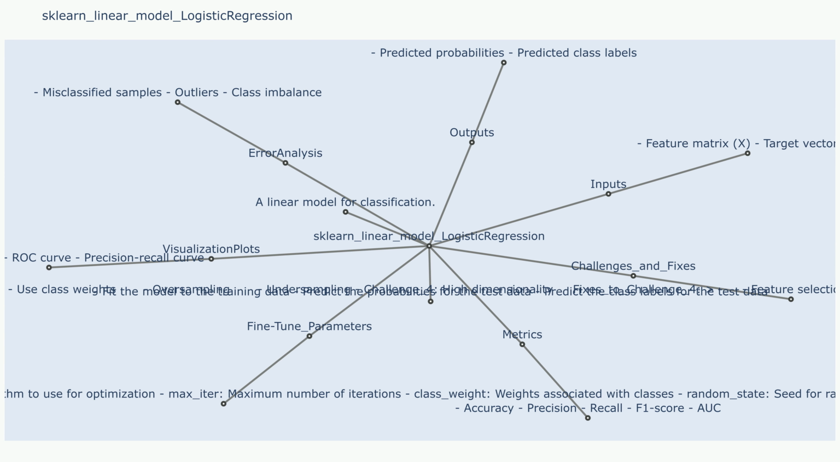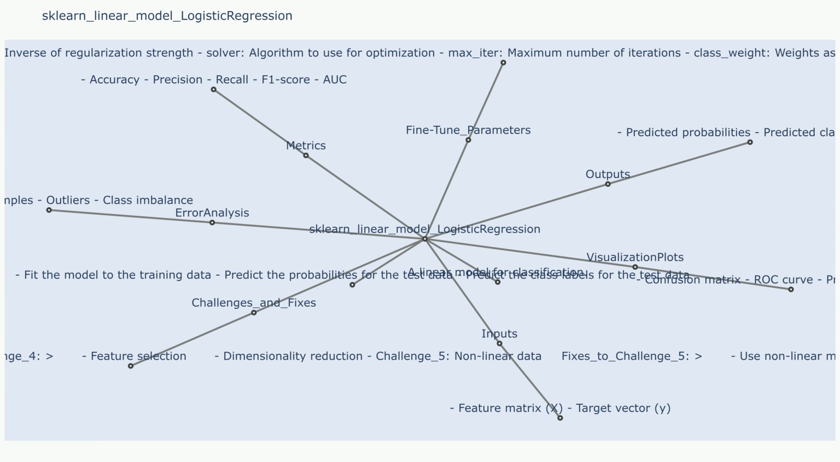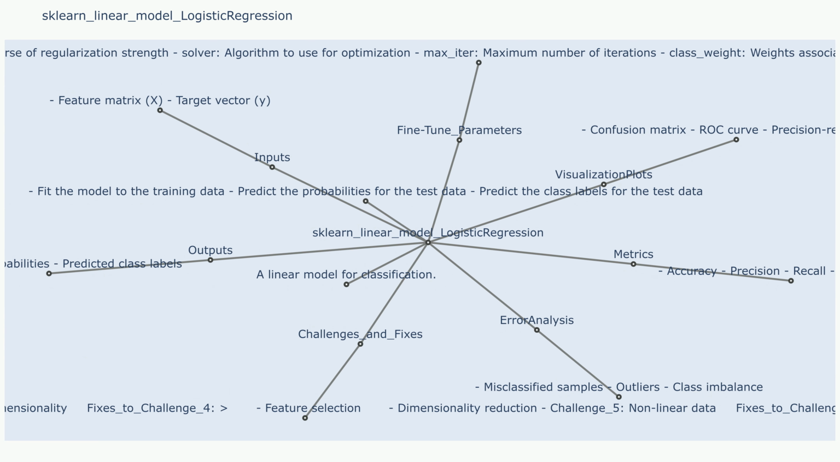Sample use case that resulted in challenge 1: training a logistic regression model on a small dataset with many features may lead to overfitting, where the model learns the training data too well and fails to generalize to new data. Fixes to challenge 1. Regularization: use L1 or L2 regularization to penalize large coefficients and prevent overfitting. Feature selection: remove irrelevant or redundant features to reduce the model's complexity and improve generalization.